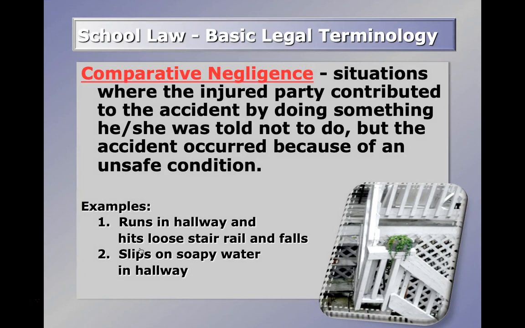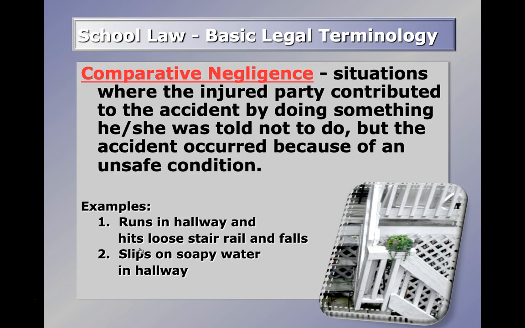Comparative negligence is a lot like contributory negligence, but comparative negligence is where both parties contributed to the accident by doing something they were told not to do, but the accident occurred because of an unsafe condition. So both parties, the school as well as the student, were at fault. For example, you have a rail loose in the second floor hallway by the steps. It's a loose stairwell rail, and a kid's running after the bell rings as he leaves class, and he hits that rail, and it breaks, and he falls over and lands on his pencil and loses his eye.